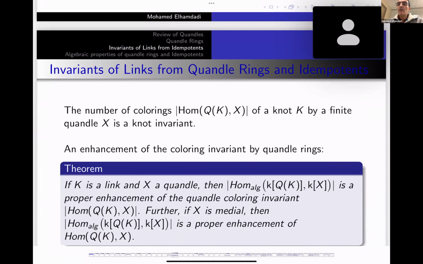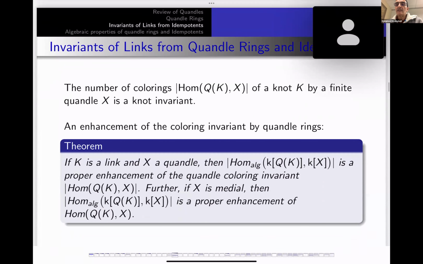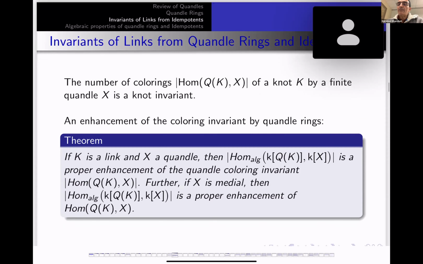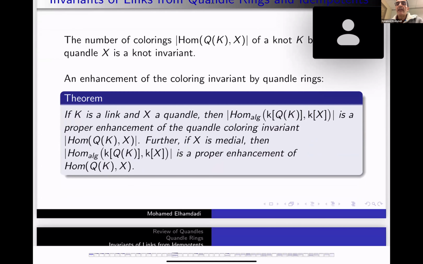knots up to at least 12 crossings. Okay, then what we're going to show is that using a quandle ring, we get a stronger invariant. We call this the enhancement of the coloring invariant by quandle rings. We proved the following theorem, which says that if K is a link and X is a quandle, then if you consider the hom from the ring K of the fundamental quandle of the knot into K of X, the quandle ring of X, this is a proper enhancement of the coloring invariant. I'll show a couple of examples in a moment.